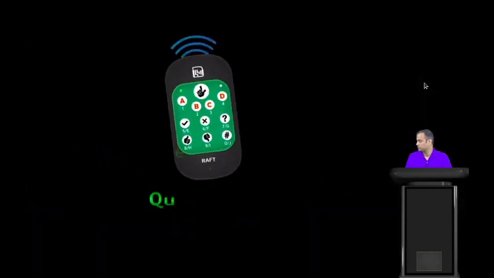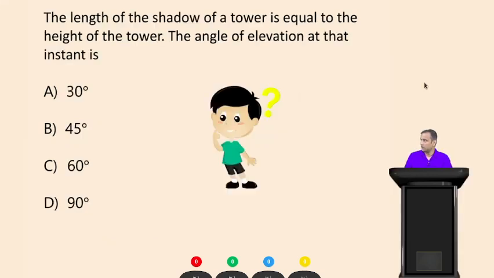Okay class, now question time. The length of a shadow of a tower is equal to the height of the tower. What is the angle of elevation? Your time starts now. Okay, give the answer. Okay class, your time is over.